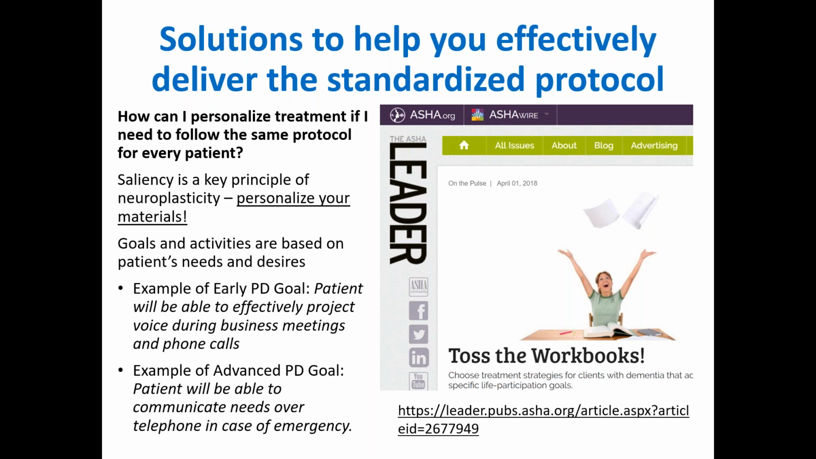So on the speech side, an example of an early Parkinson's goal, so for someone who's earlier in the course of their disease, the patient will be able to effectively project voice during business meetings and phone calls. So it might be that they're still actively working and they use their voice a lot at work, and this would be a really functional goal for them. For those with advanced Parkinson's, a goal might be the patient will be able to communicate needs over the telephone in case of an emergency. So again, very functional for this patient.